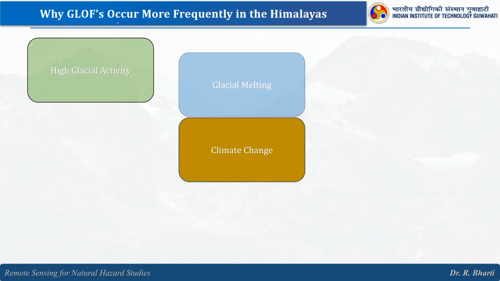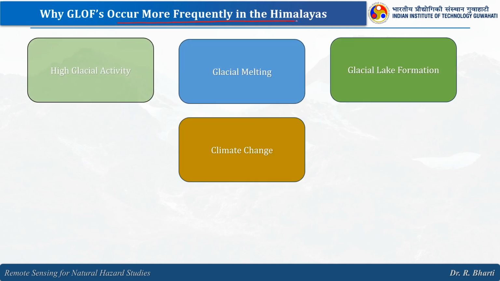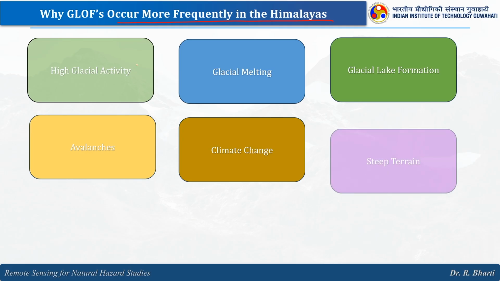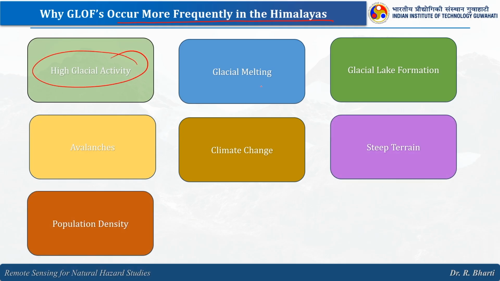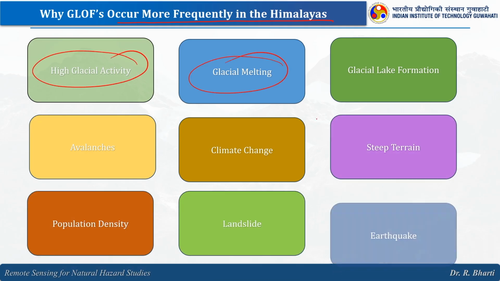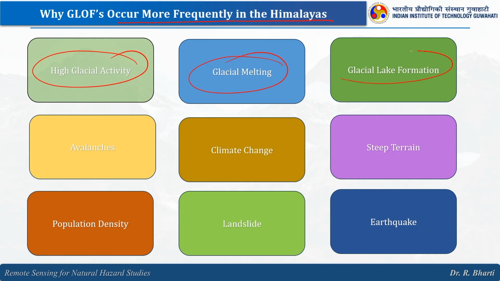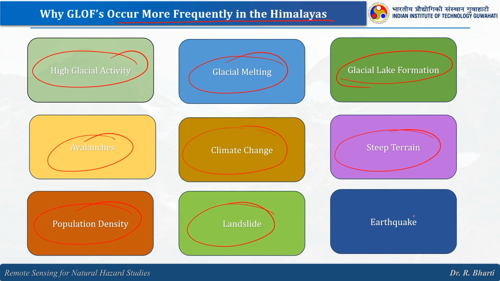Why do glacial lake outburst floods occur more frequently in the Himalayas? Because high glacial activities are there, glacier melting has increased, which is also indicating glacial lake formation. Avalanches are very common. Climate change is significant, the terrain is steep, the slope is very high, population density is also increasing, and there are landslides and earthquakes, because these are high seismic zone areas.